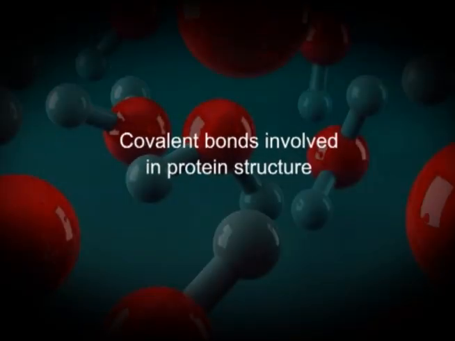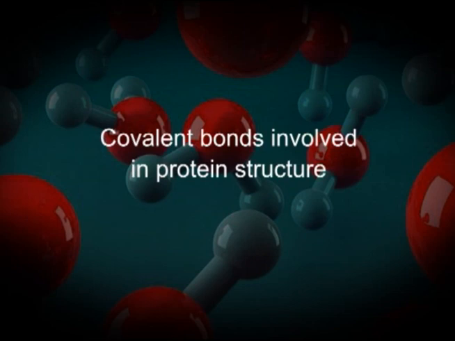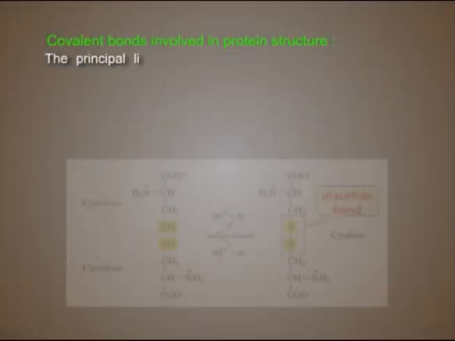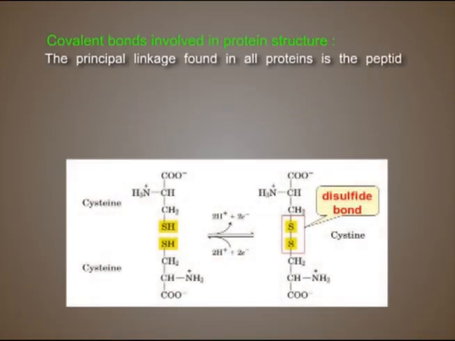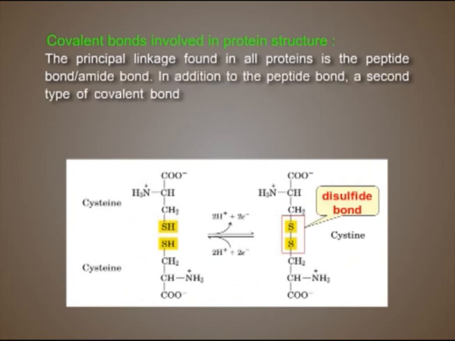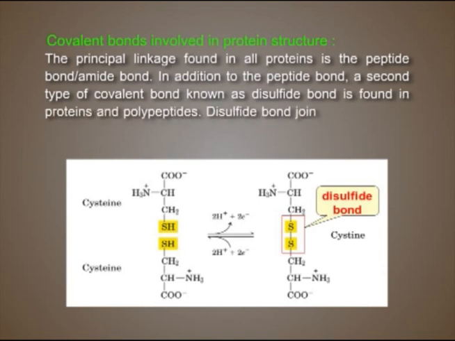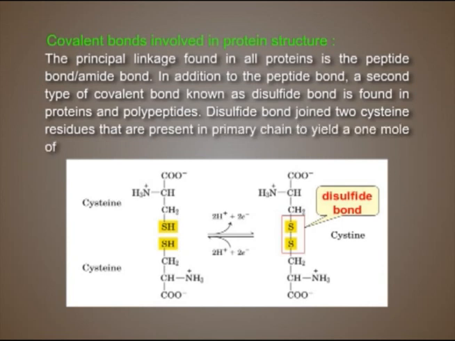Now, covalent bonds involved in the protein structure. The principal linkage found in all proteins is the peptide bond or amide bond. In addition to peptide bond, a second type of covalent bond known as disulfide bond is found in proteins and polypeptides. Disulfide bond joins two cysteine residues that are present in a primary chain to yield 1 mole of cystine. Cystine is an amino acid with a disulfide bond.